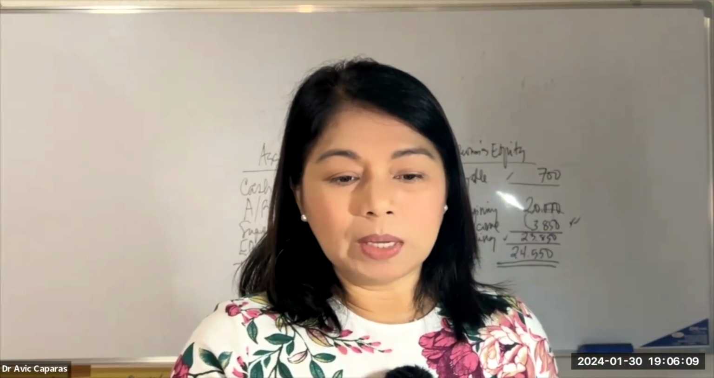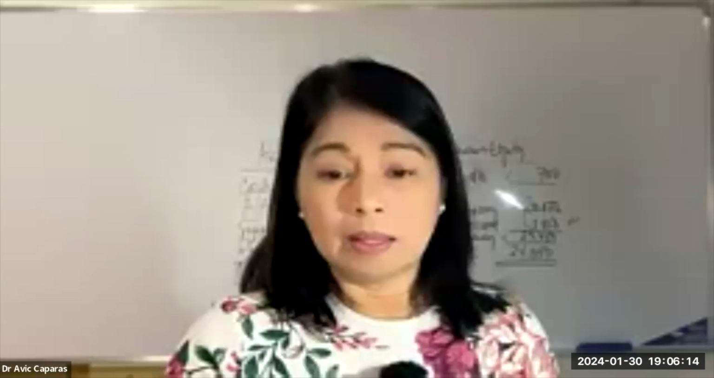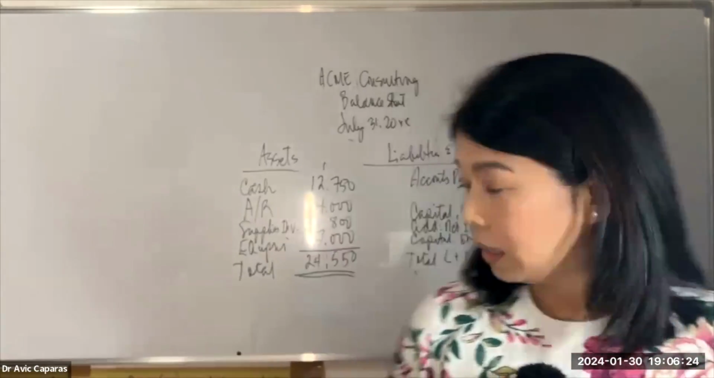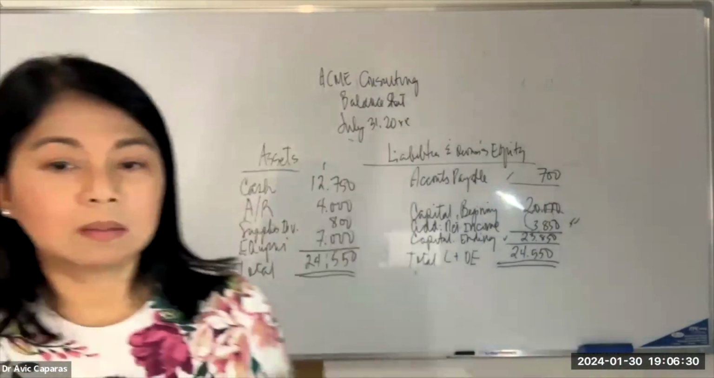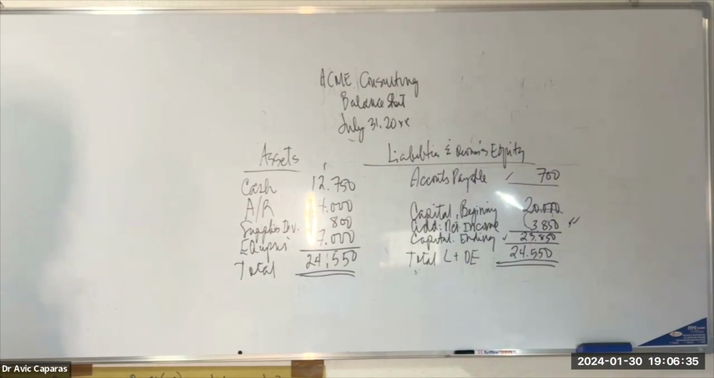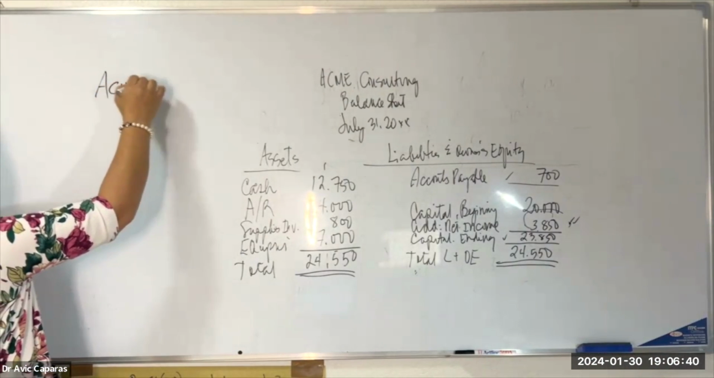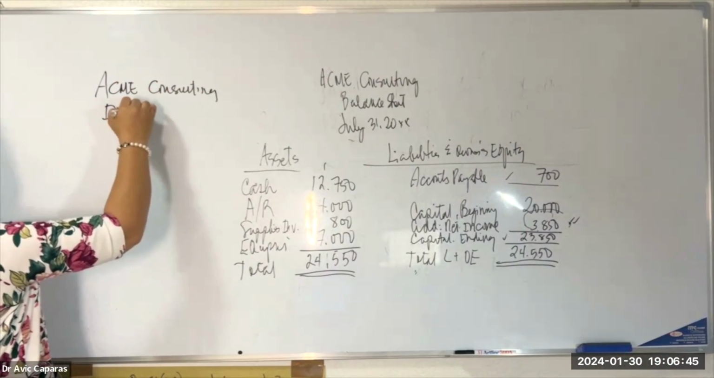We checked it with revenues minus the expenses. Okay. So those are the changes in the company's balance sheet. This time, prepare the income statement. Can you still actually see? So it should be here. Okay, so it's Acme Consulting, income statement.